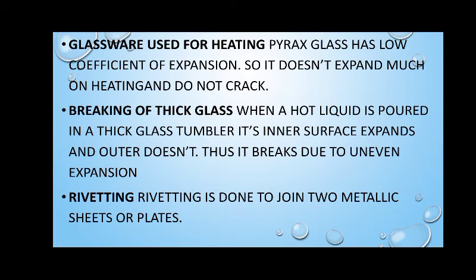So next is riveting. Riveting is done to join two metallic sheets or plates. The rivet is heated red hot and inserted into the holes made between the two plates, and then it is hammered there, and when it cools down it fixes there.